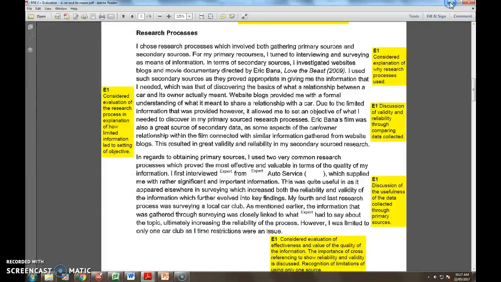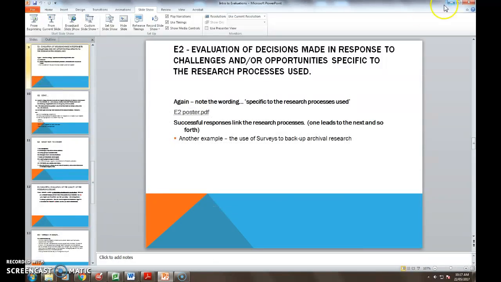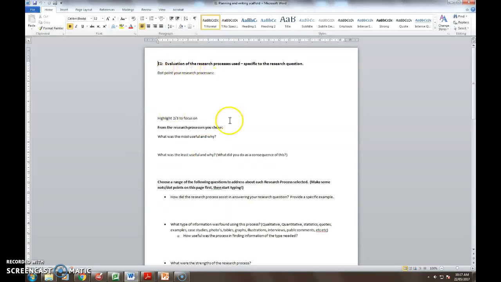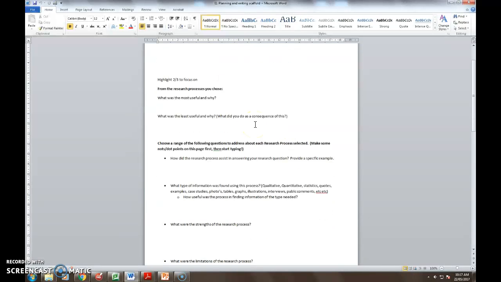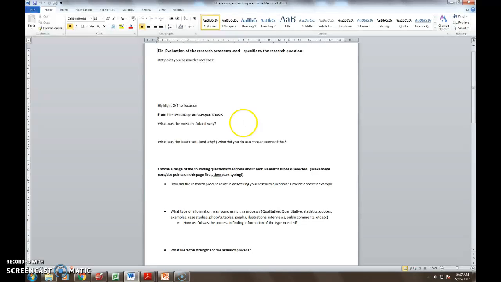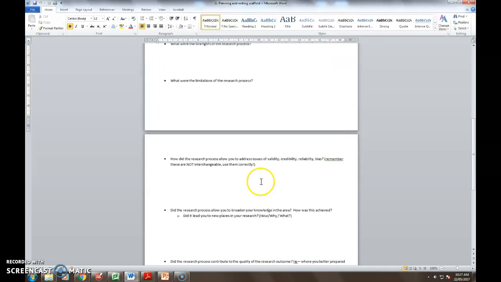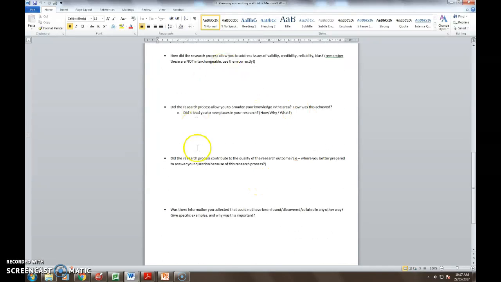There are further examples available for you on the SACE Board website. There is also this document to help you with E1. I'll talk more with regards to this in class, but if you start with your research processes, highlight the 2 or 3 that were most useful for you, and then continue on. With the questions down here, you don't have to answer every question for each process. They are just simply there to help you start thinking about the types of questions and responses you might make for each of those processes.